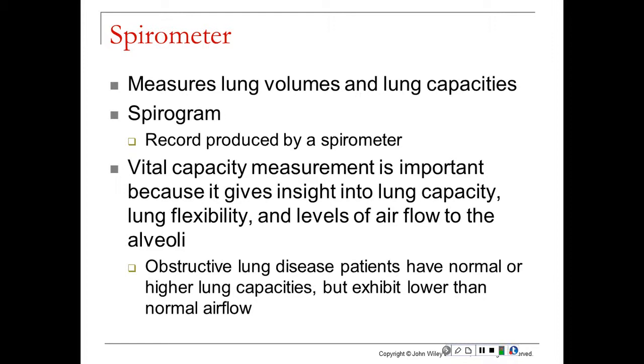A spirometer is the device that you may get to use in lab. This is going to measure your lung volumes and your lung capacities. A spirogram is a recorded piece of paper that is produced by that spirometer. When you do this in lab, you won't get a spirogram because ours are not electronic, but you will get a little reading on the gauge. A vital capacity measurement is important because it gives insight into lung capacity, lung flexibility, and levels of airflow to the alveoli. Obstructive lung disease patients will have normal or higher lung capacities, but they may exhibit lower than normal airflow.